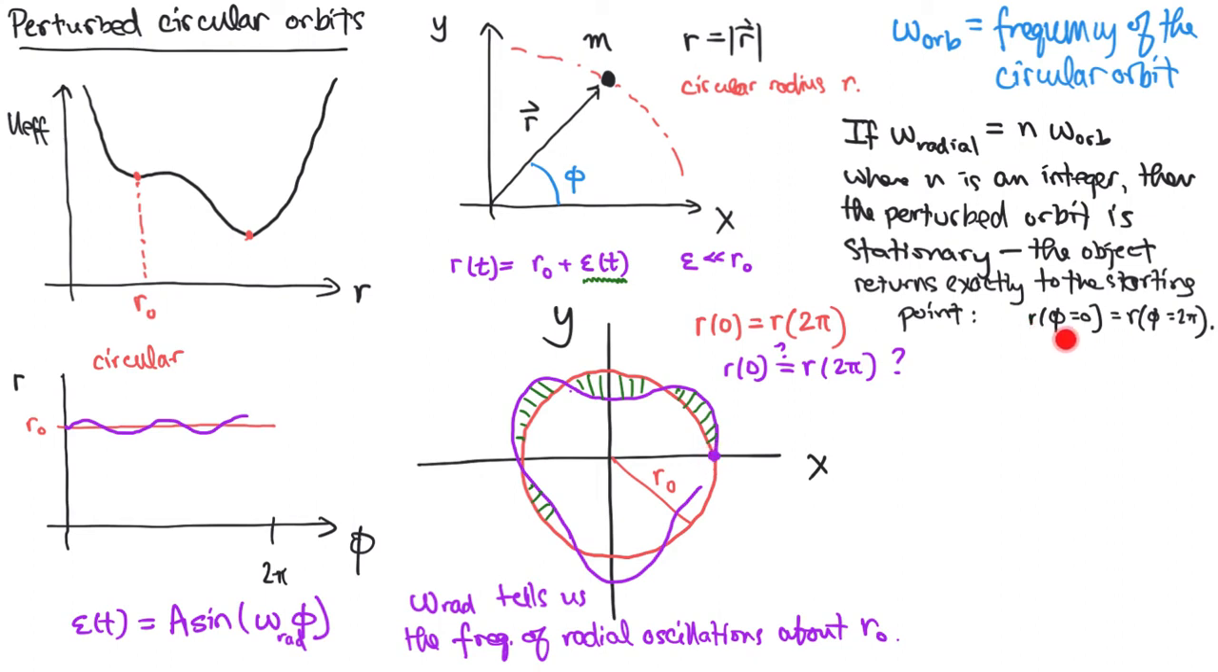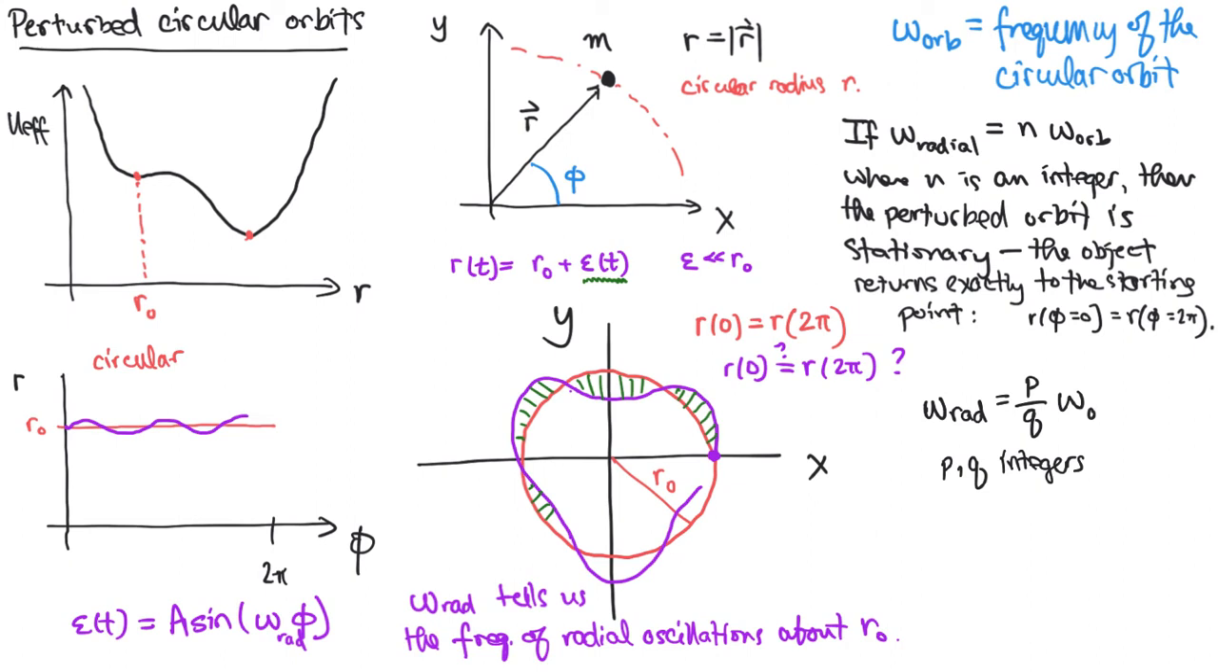Your distance from the origin at phi equals 0 would be the same as your distance from the origin 2 pi later. And in that case, this purple curve would be closed, and we call that a closed or even a stationary orbit, meaning that every 2 pi, you get exactly the same path traced out over and over and over again. There's two other possibilities. One is that the orbit doesn't close after one cycle, but maybe it closes after the second cycle or the third cycle or the fourth cycle. And in that case, we can express that as omega radial is equal to a ratio of integers. So p and q are integers.